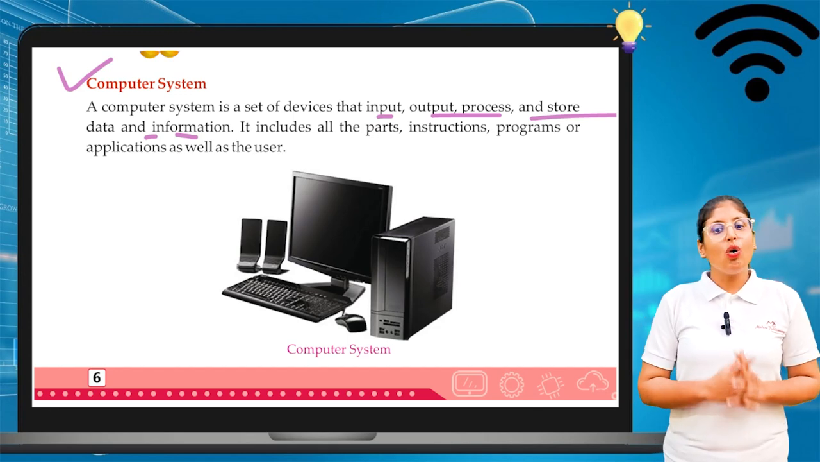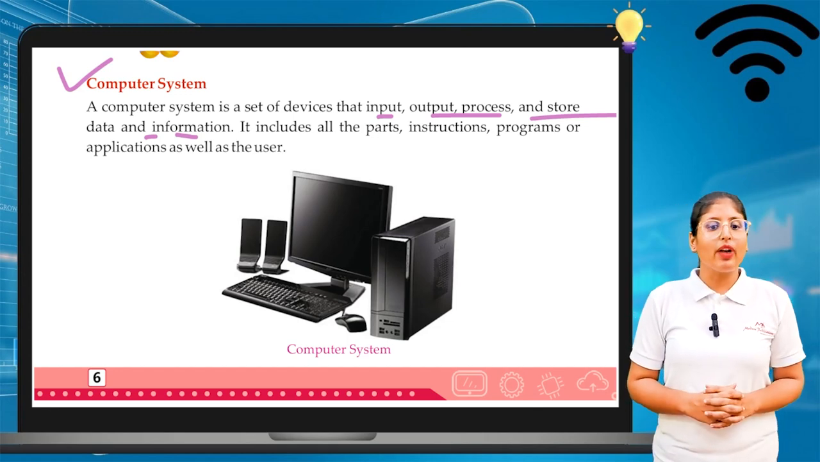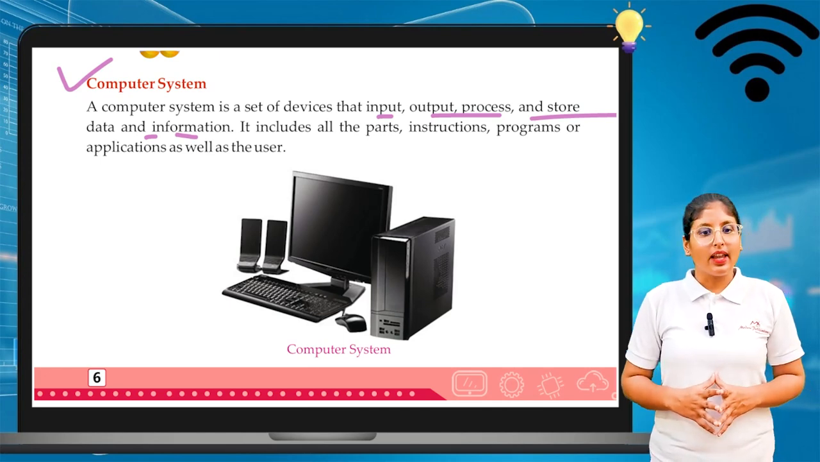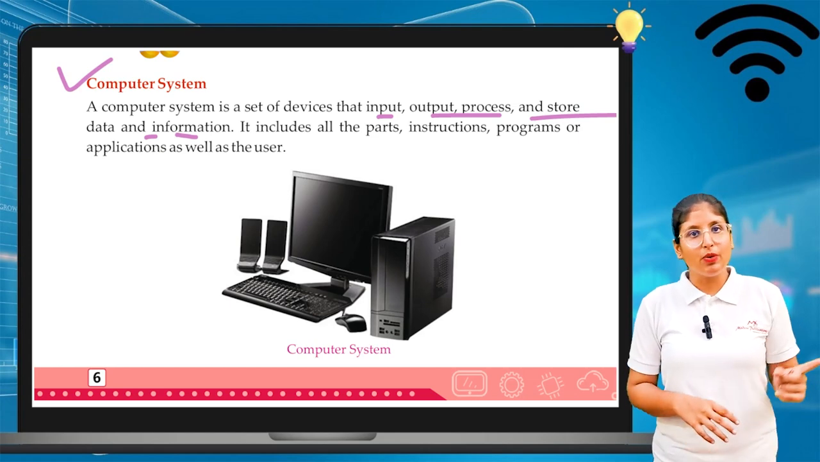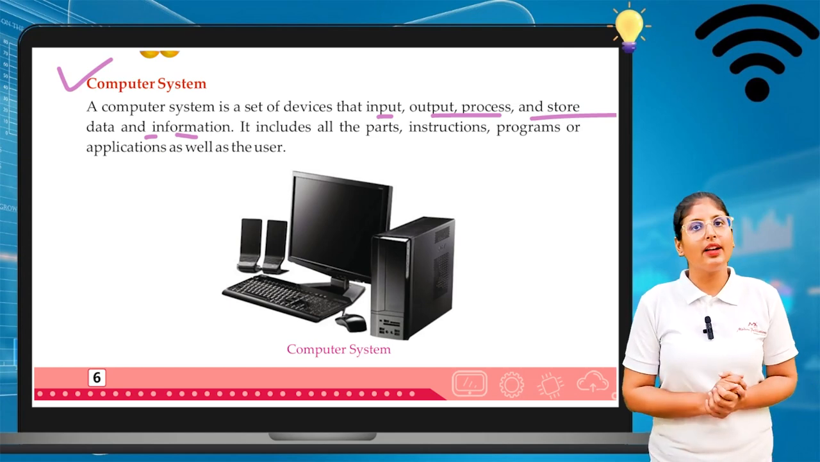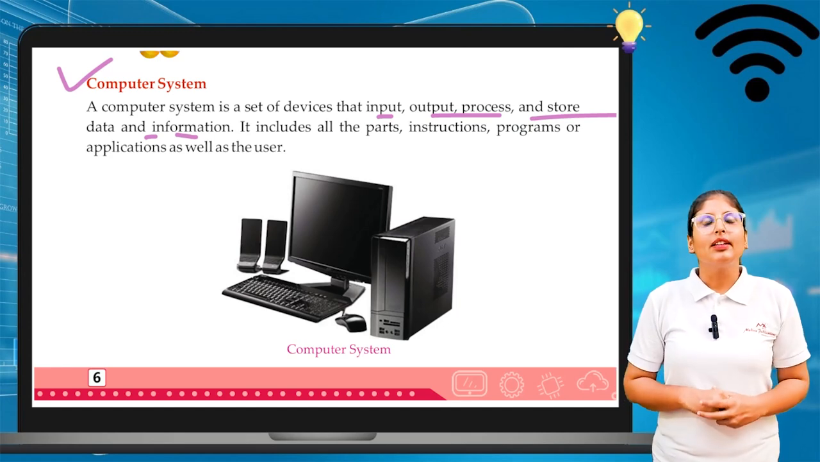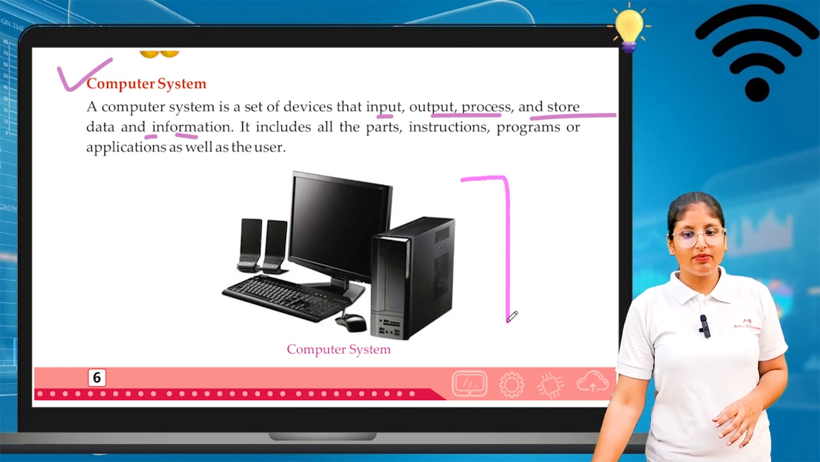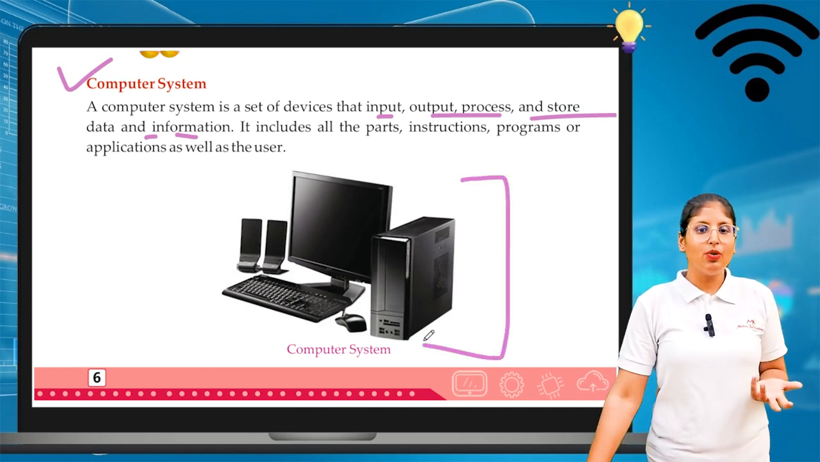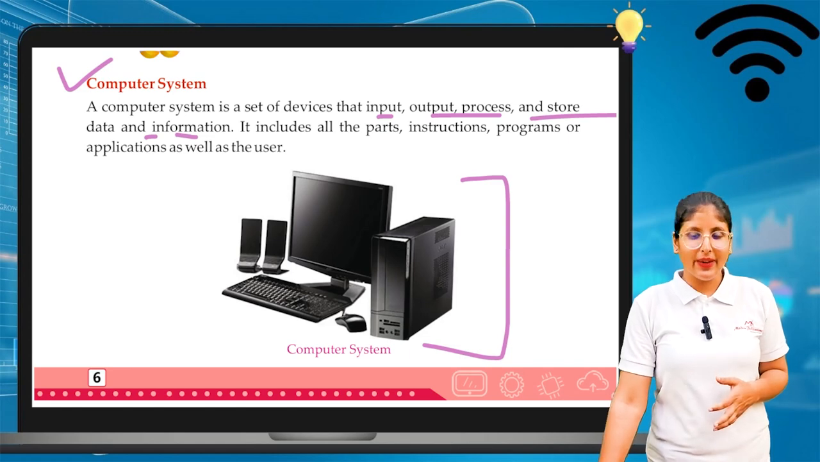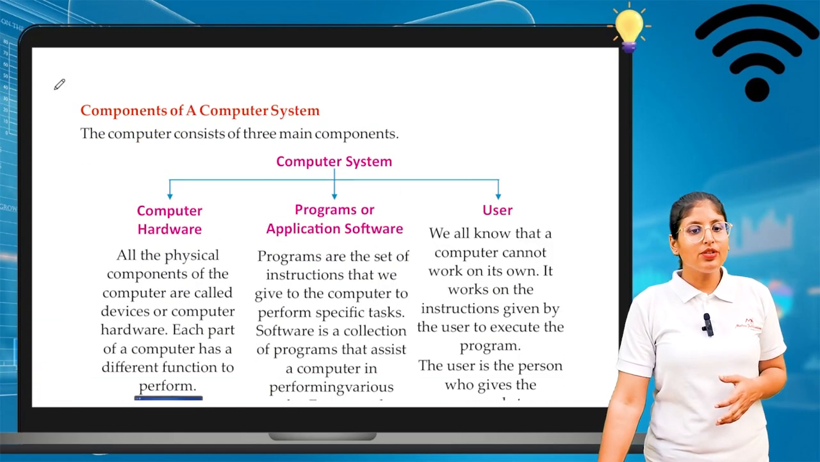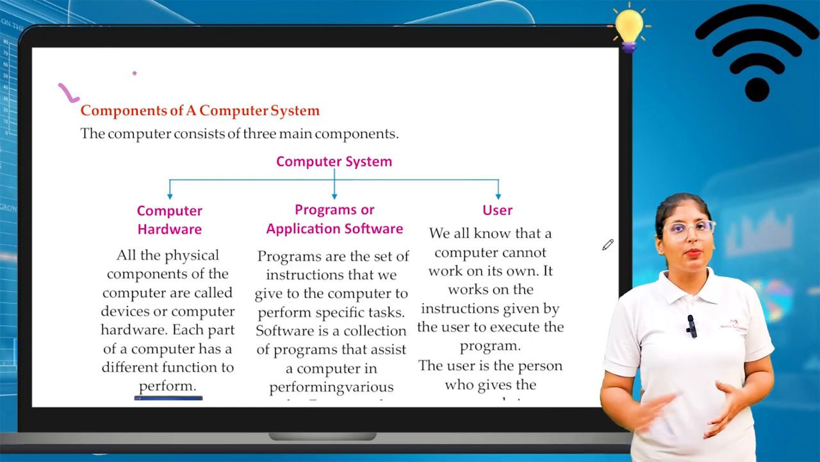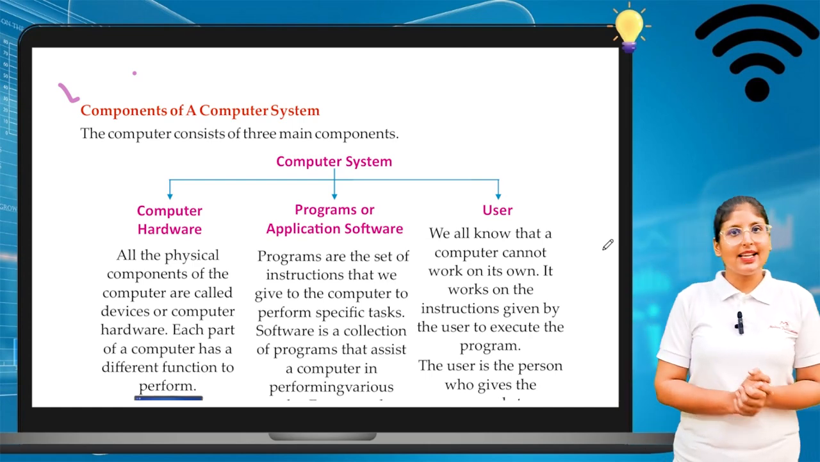So it includes all the parts, instructions, programs or applications as well as the user. The computer system has input, output, process and store data and information. So this is the computer system having all the parts, that is keyboard, mouse, CPU, monitor. Okay. Next, components of a computer system. So what are the components that are there in the computer system? Let's have a look.